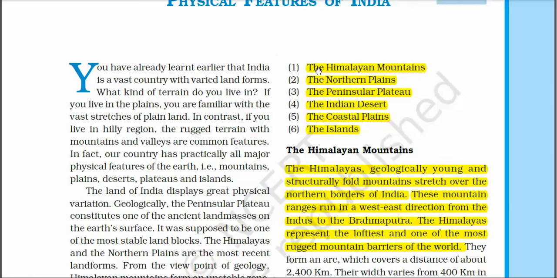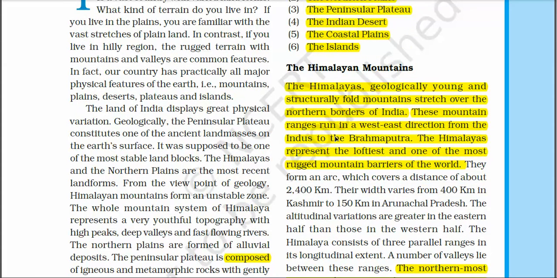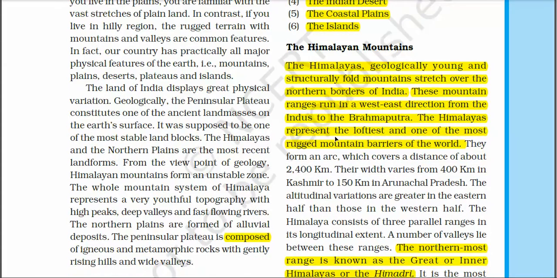Number 1, the Himalayan mountains. Number 2, the northern plains. Number 3, the peninsular plateau. Number 4, the Indian desert. Number 5, the coastal plains. Number 6, the islands. So first we study about the Himalayan mountains.